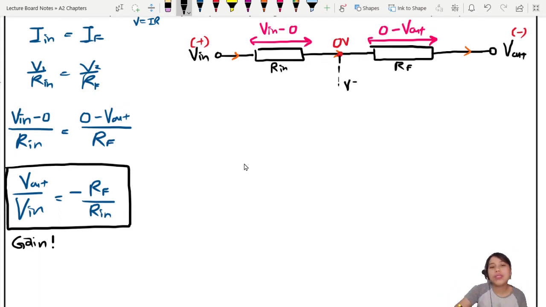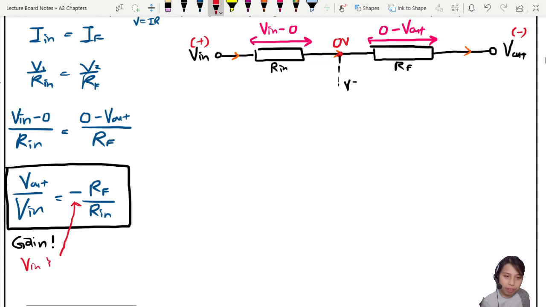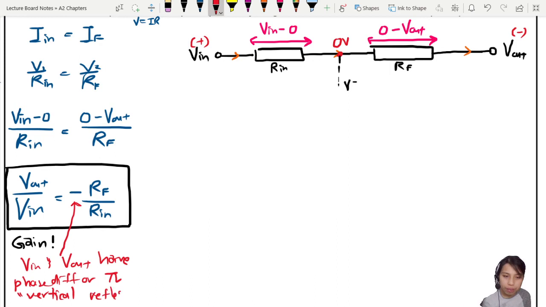One thing to note is this negative sign here. This will tell you that it is inverting. Your input is positive, your output will be a negative sign. So just make a side note to remind yourself. V in and V out have opposite signs, so you can say that there is a phase difference of pi, or in maths we call it a vertical reflection. I will show you in a bit what that means. Vertical reflection. So the gain will be some negative number. Okay, first, phase difference of pi.